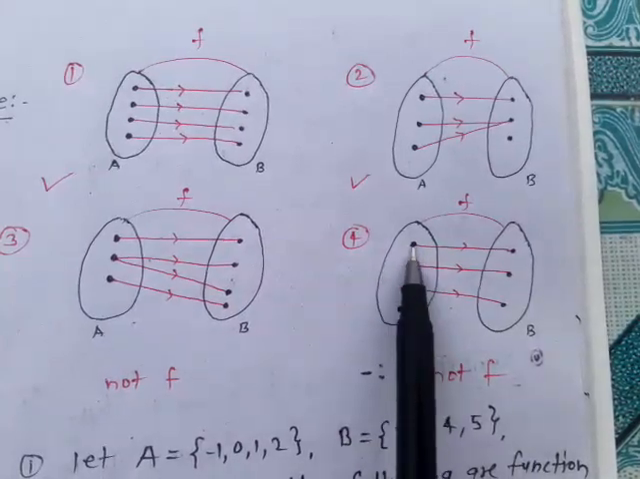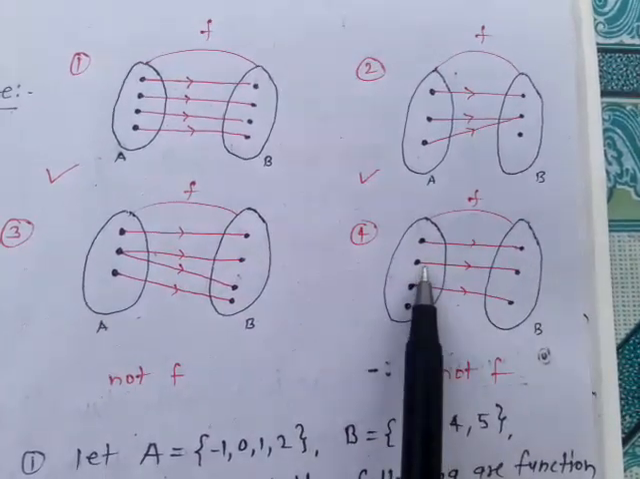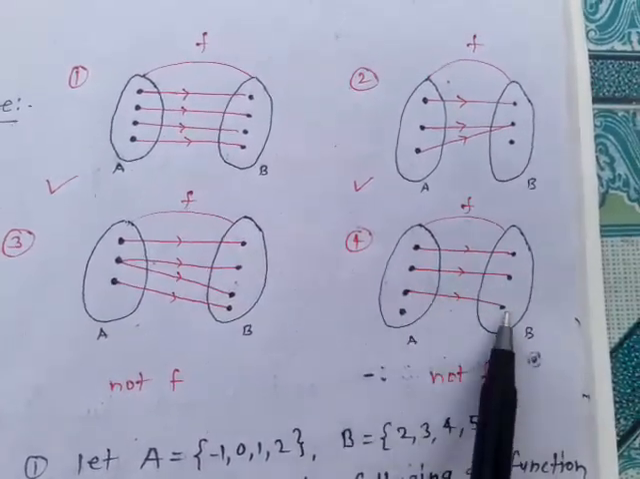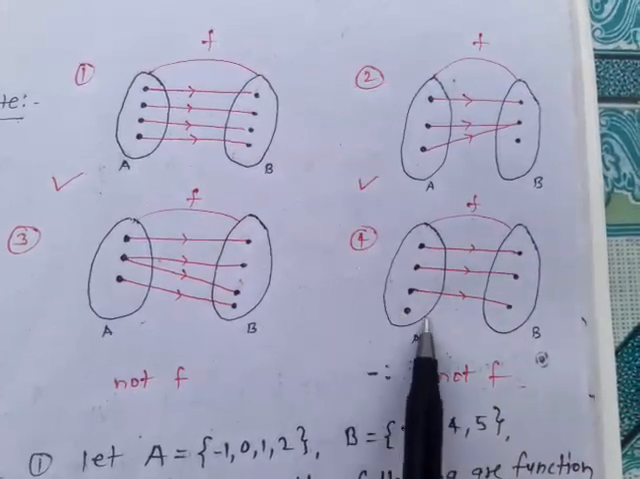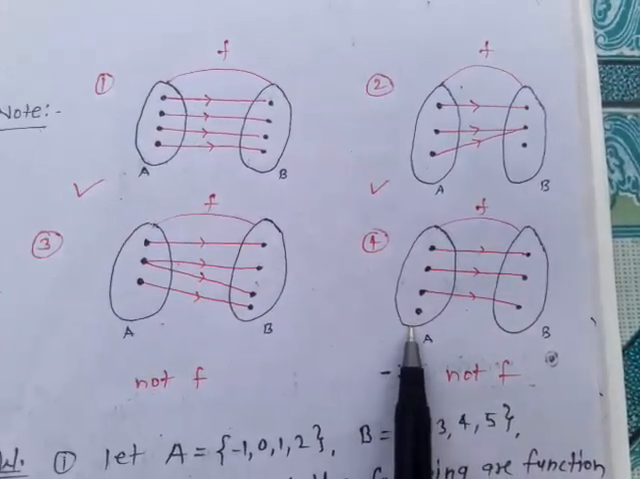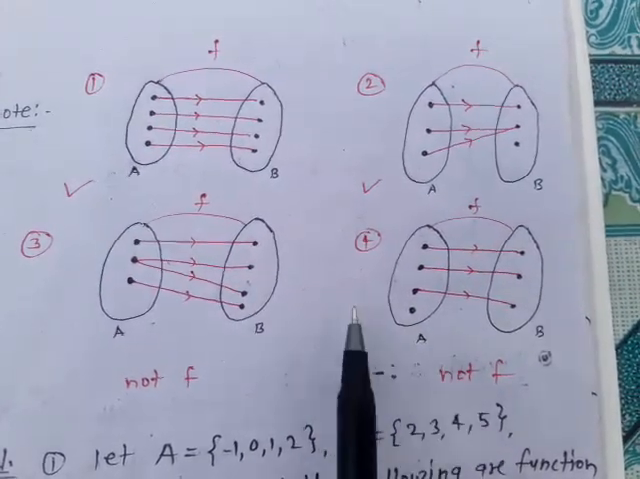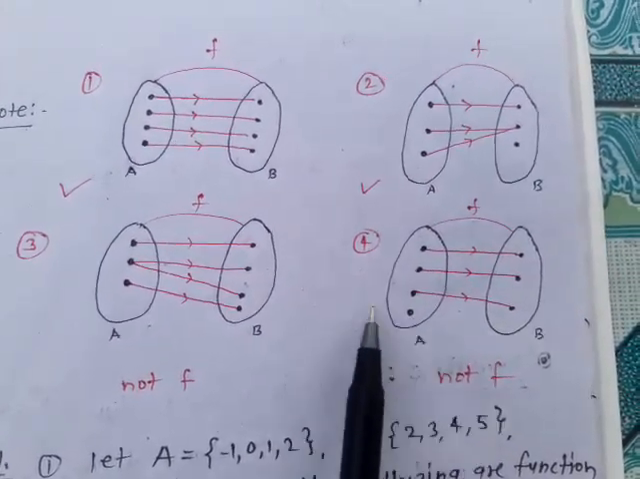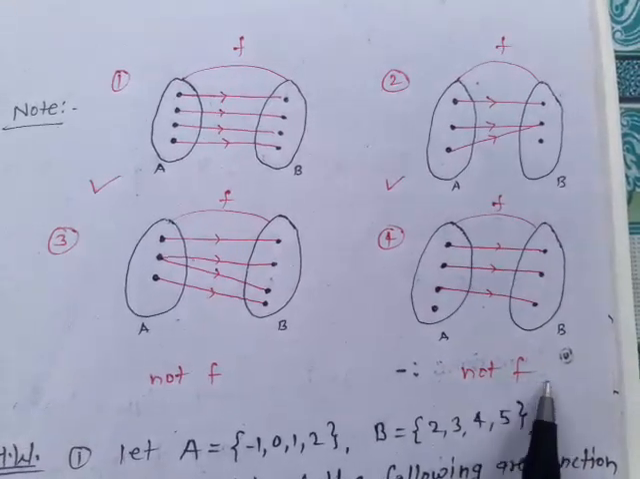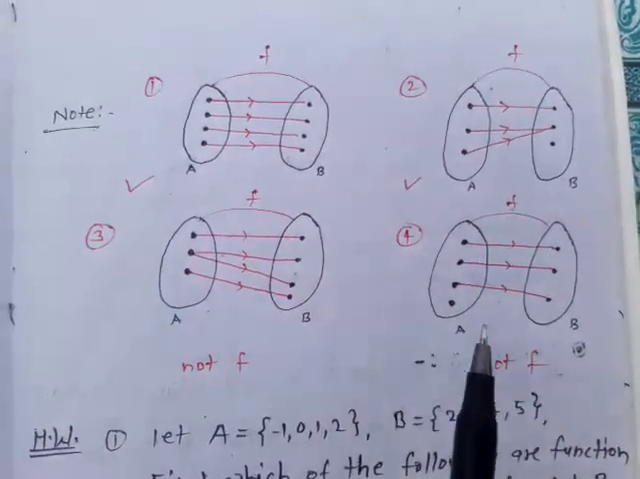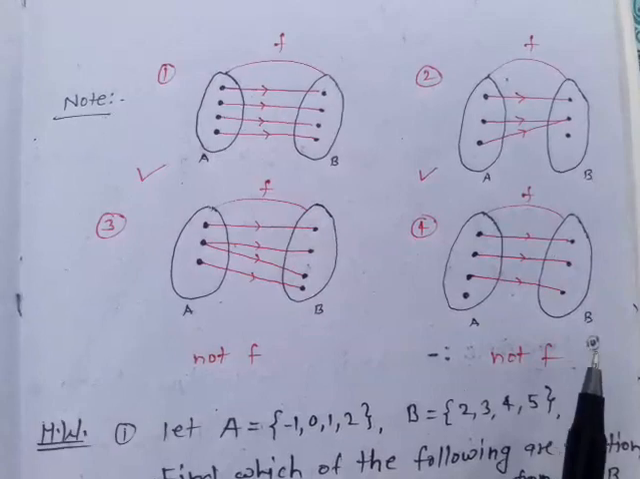Next one: the image of this element is this, the image of this element is this, the image of this element is this, and one element is left in set A. According to the definition, for every element of set A there must be a unique image, and one element is left, so it is not a function. These are some criteria for understanding the term function.